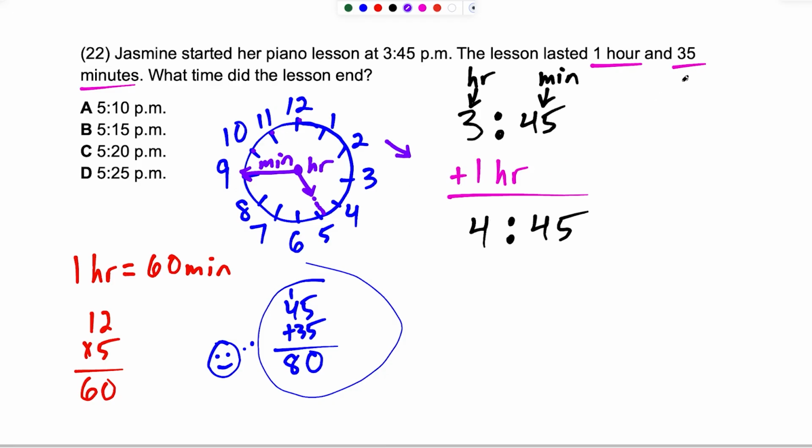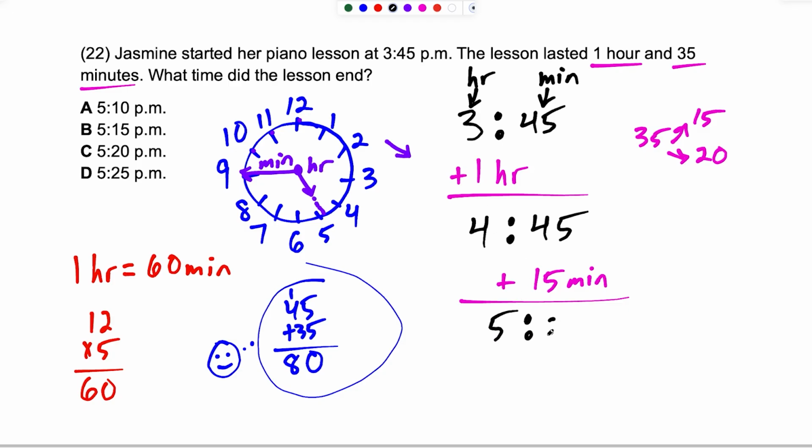So what I would do is break 35 into 2 pieces. One of the pieces I want to be 15, and then the other piece is going to be the difference. 35 minus 15 is 20. So I'm going to go plus 15, then plus 20. So I'm going to add 15 minutes. And once again, if 15 minutes goes by, this brings us to the next hour. So the next hour after 4 is 5. It's going to be exactly 5 o'clock.